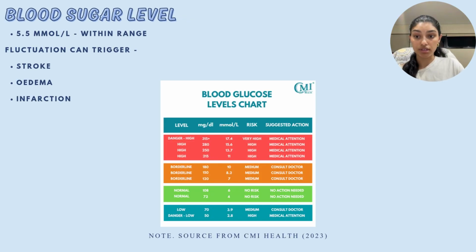Lastly, while Mrs. Manalo's blood glucose level is within range at 5.5, it's important that fluctuation does not occur. The American Heart Association emphasizes that this can have a negative impact on her recovery. A decreased BGL exacerbates symptoms of stroke, causing edema and infarction. This will set back her neurological recovery if not monitored on a regular basis.